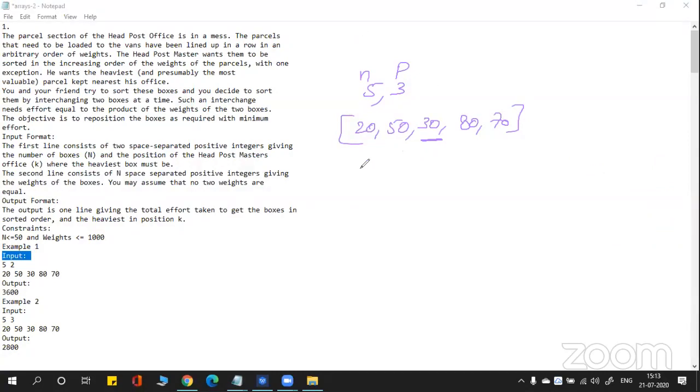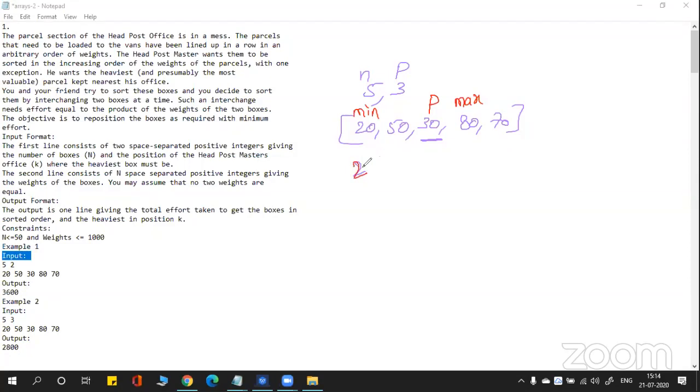So I'm taking my values: 20, 50, 30, 80, and 70. Now I'm writing the numbers. This is P, this is max, and this is minimum. First, what should I do? I should interchange the values, right? So I'm interchanging the position with the minimum value.